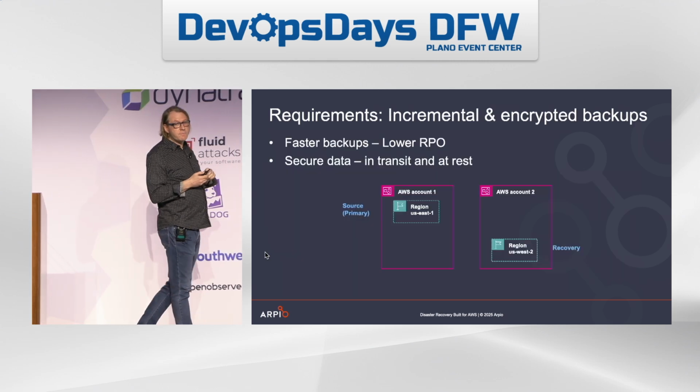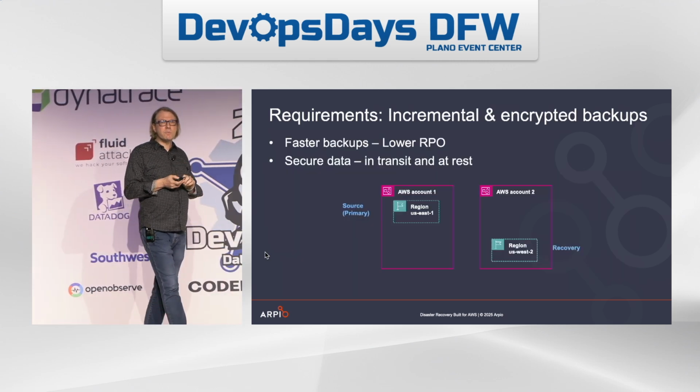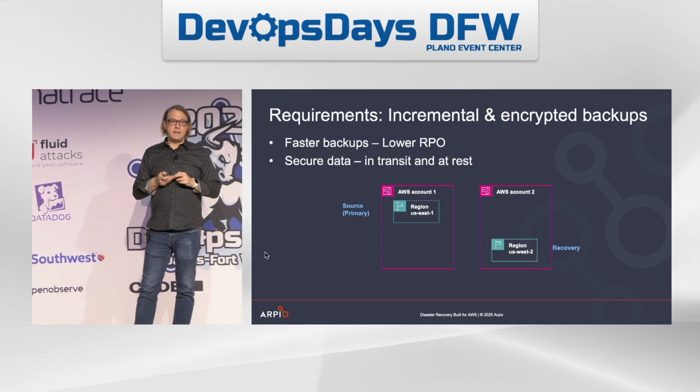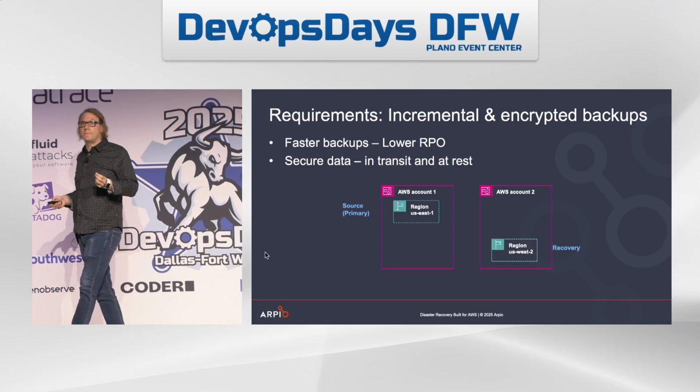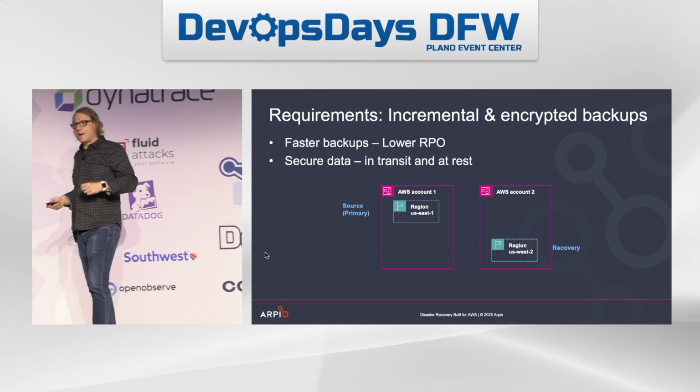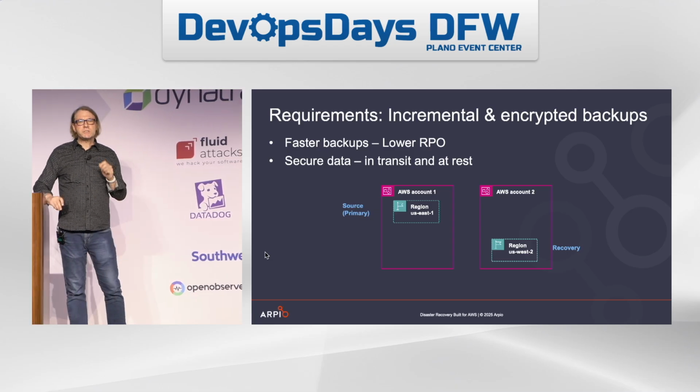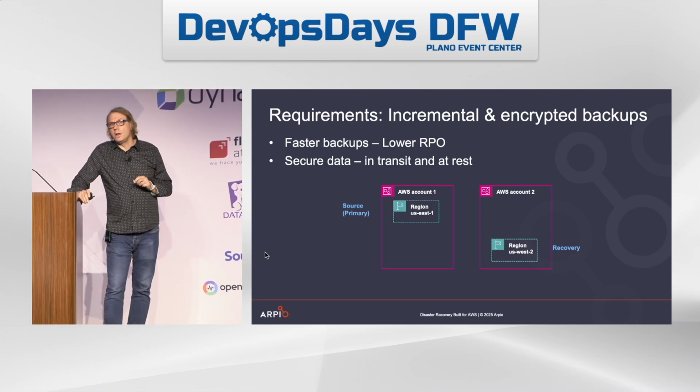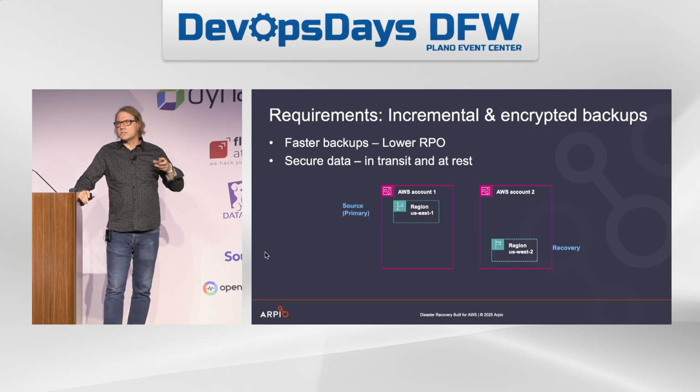Another requirement for my backups, for my data, is that they be incremental and encrypted, okay? So incremental means faster backups. If you're not doing a complete backup every time, you can do it faster. Faster backup means lower RPO. RPO is recovery point objective. It's a measure of data loss. High RPO means more data loss. Low RPO means less data loss. And so you want lower RPO, so you want incremental backups.